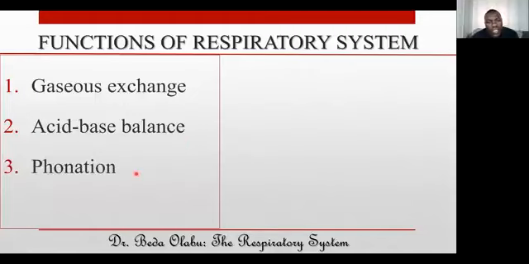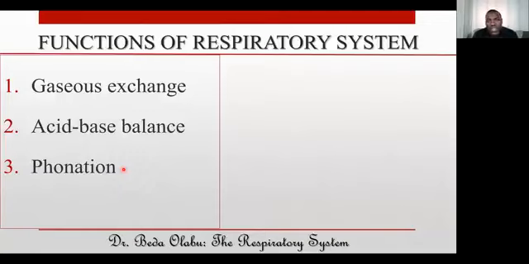All right, the third function of the respiratory system is phonation. Phonation comes from the word phon, and it simply means speech. We use our respiratory system for talking, basically. Specifically, we use the voice box, which we call the larynx, in production of sound. So phonation is production of sound, speech.